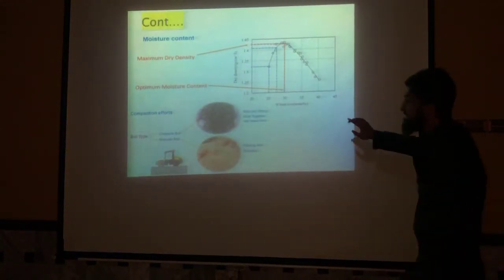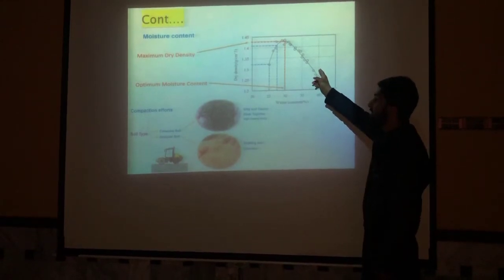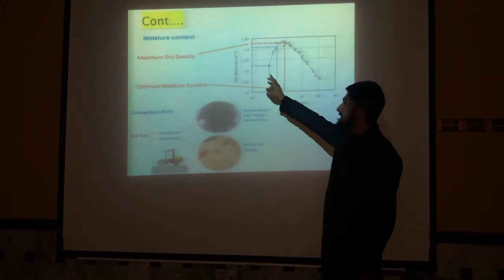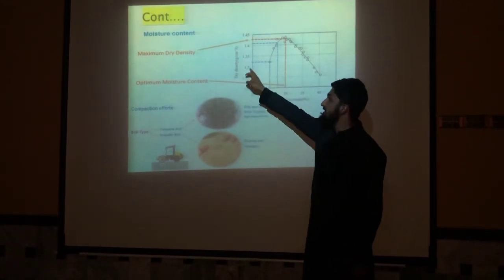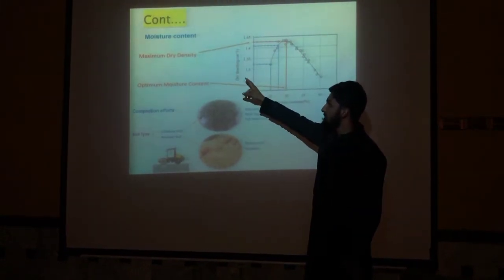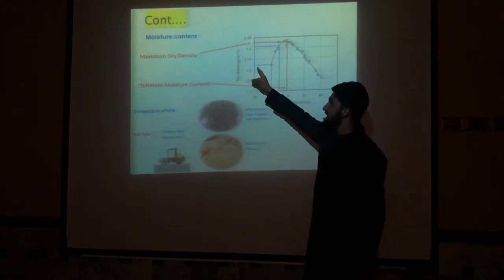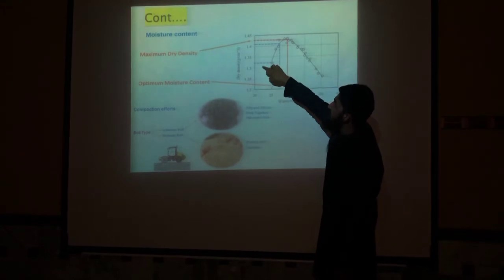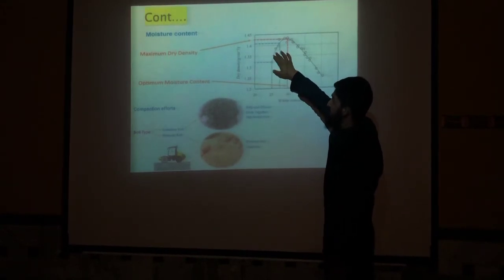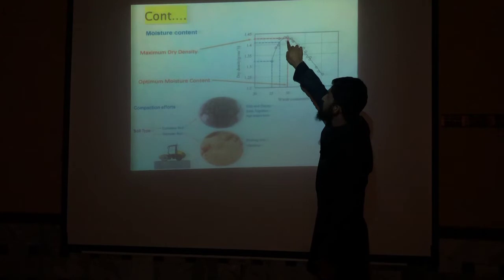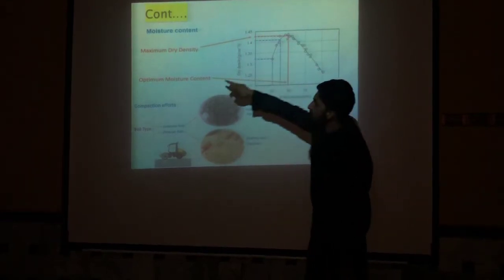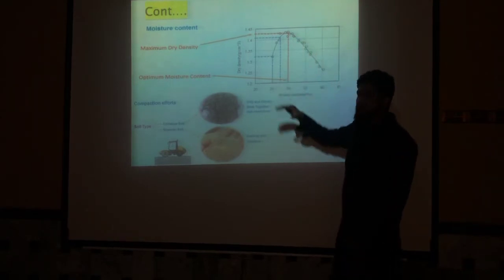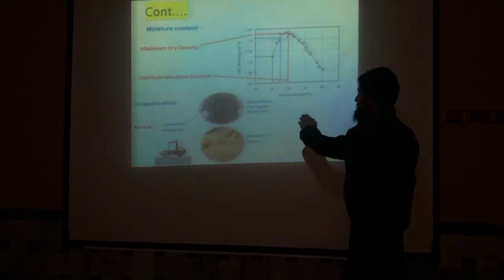Similarly, the second thing that affects the property of soil is the moisture content. At a low moisture content, the soil has stiffness and more resistance to compaction. As we increase the moisture content, the density increases and the compaction becomes very easy, up to the optimum moisture content. When we have reached the optimum moisture content, the density will start reducing.